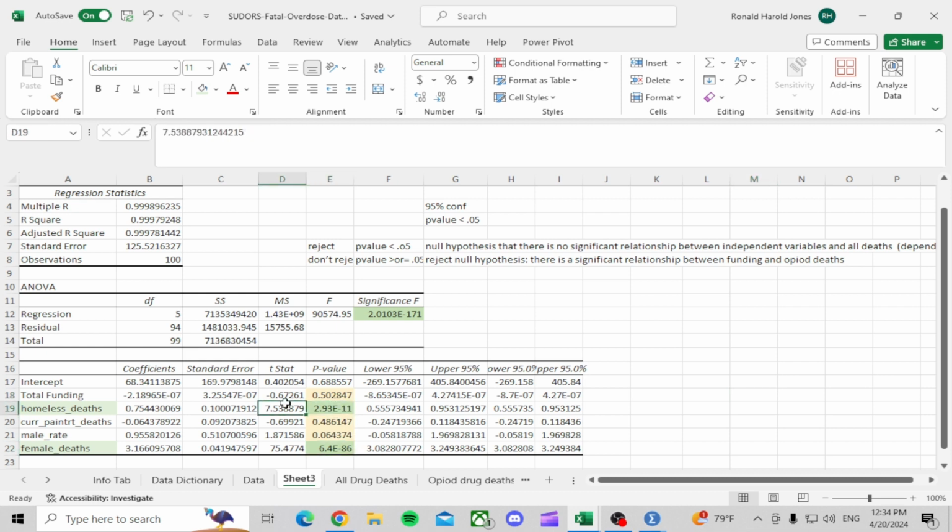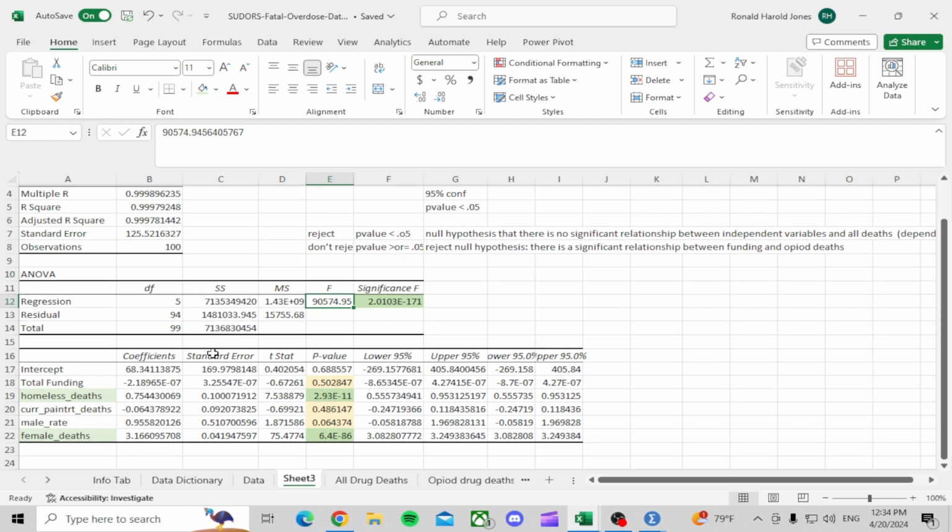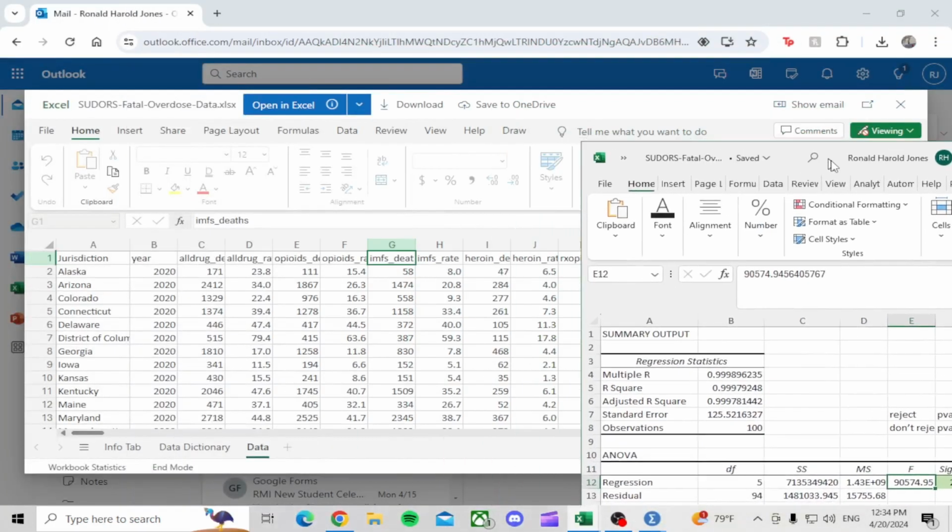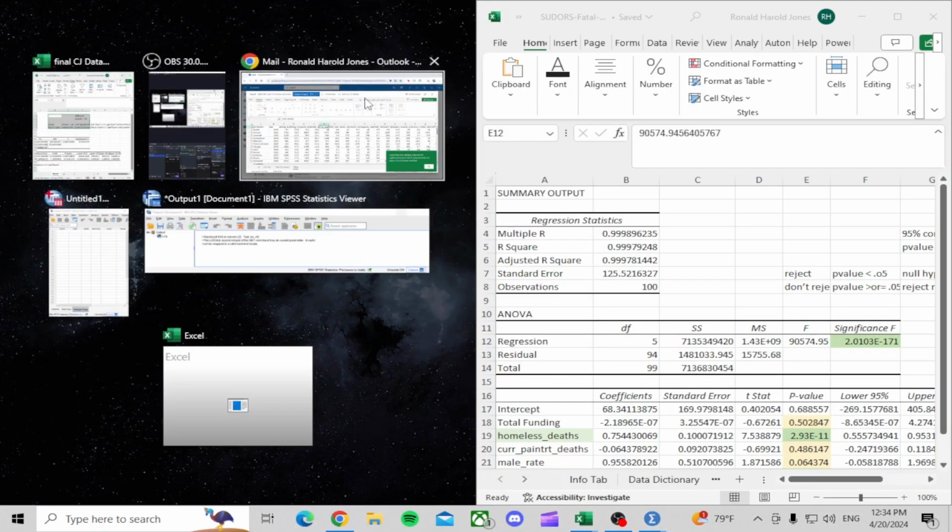And there's your p-value. Here's your test statistic. Here's your F statistic for the whole thing. So that's my understanding, kind of. That's how I would do it. I don't know if that's necessarily right or not. Now let's see if we can do the same thing using SPSS.